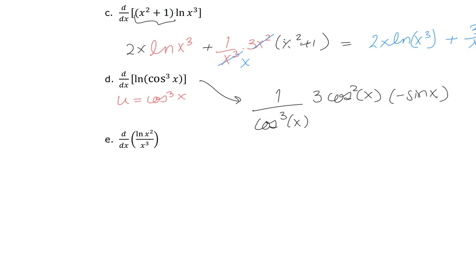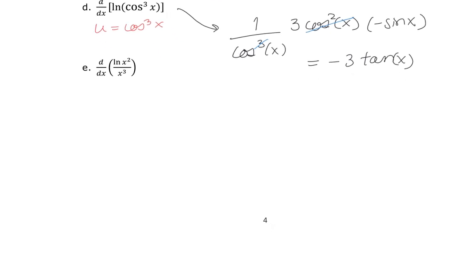Now this does clean up a little bit, so the cosine squared and the cosine cubed will cancel down to a cosine to the power of 1. And then I have a negative sine over cosine, so this ends up becoming negative 3 tangent of x.